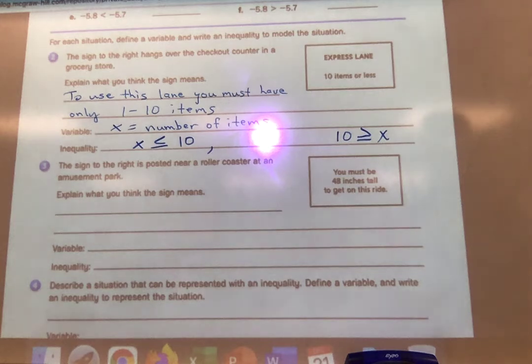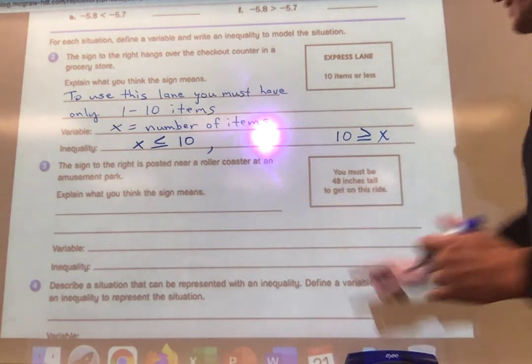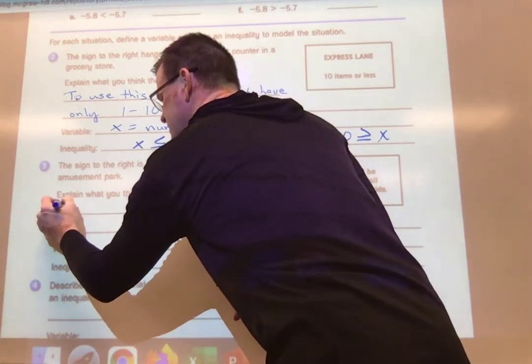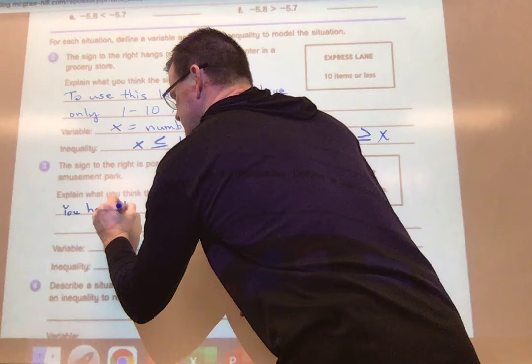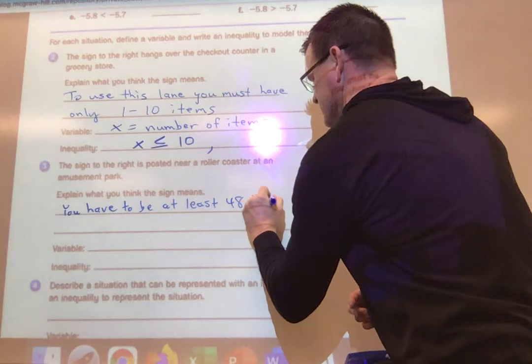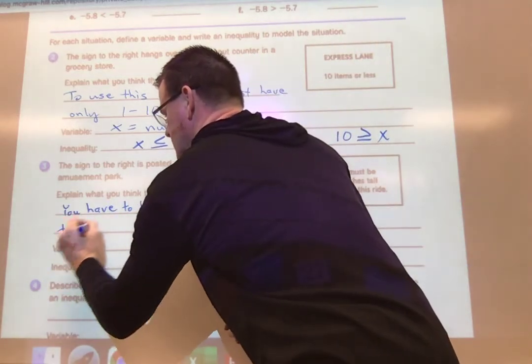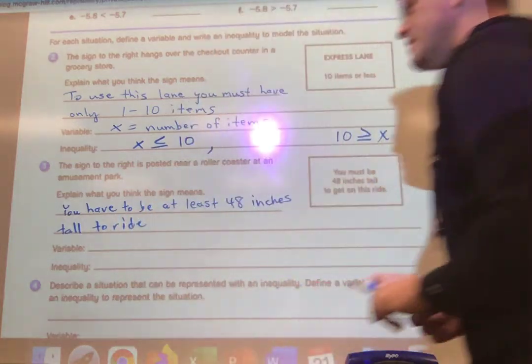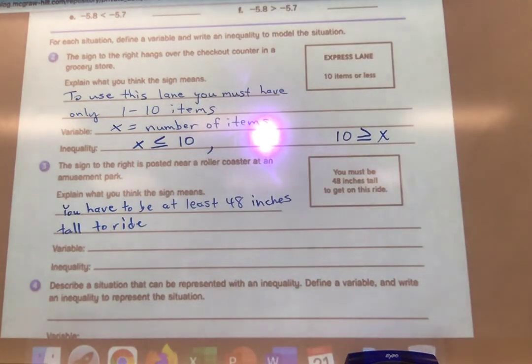One more example right here. The sign to the right is posted near a roller coaster at an amusement park. Explain what you think the sign means. It says you must be 48 inches tall to get on this ride, which means for safety reasons, you have to be so tall, so you don't possibly fly out of the roller coaster if you're too small to fit in how they've got you strapped in. So explain what you think that means: you have to be at least 48 inches tall to ride.